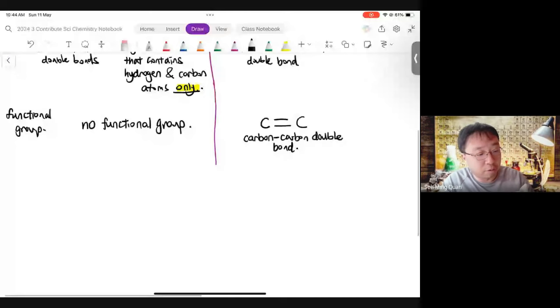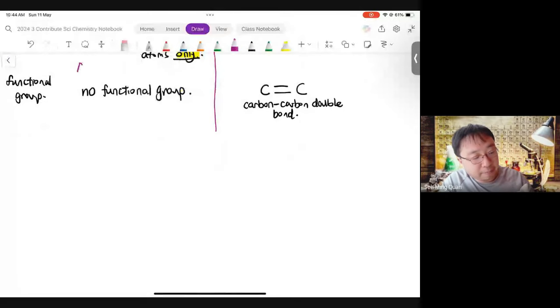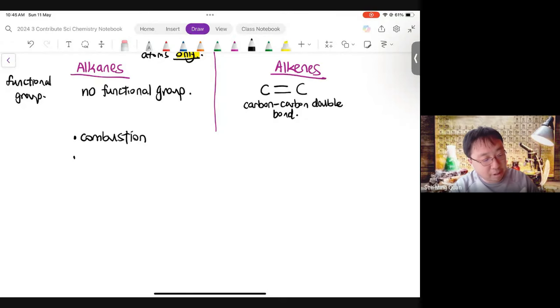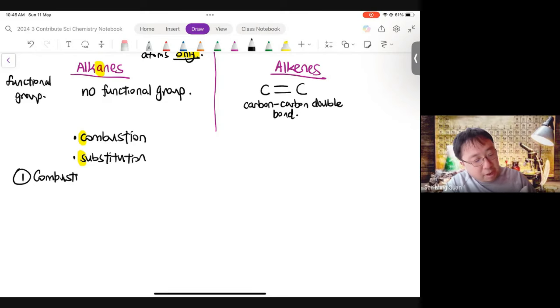Now that we have spoken about functional group, if you have forgotten, this is about alkanes on the left, and this is about alkenes on the right. Okay, so now let's go through the reactions themselves. Now, alkanes undergo combustion and substitution. You need to know alkanes undergo combustion and substitution. So what is combustion firstly? Combustion means burning. Okay, so for something to burn, it needs oxygen.